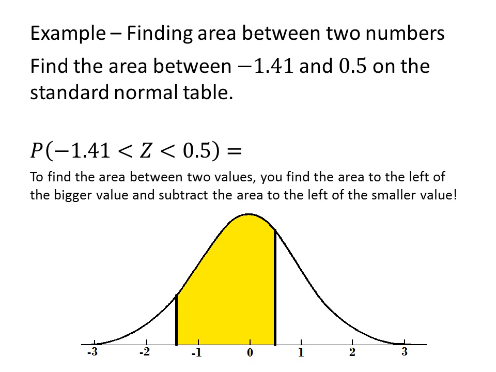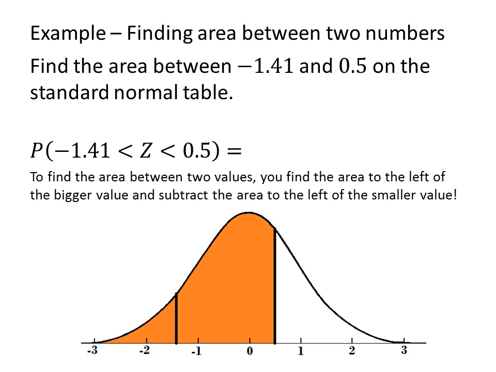To find the area between two values, you find the area to the left of the bigger value and then subtract the area to the left of the smaller value. This is how it works. If we first found the area to the left of 0.5, it would give us this region from 0.5 all the way back. Looking up that number on the normal distribution table, we see that it's 0.6915.